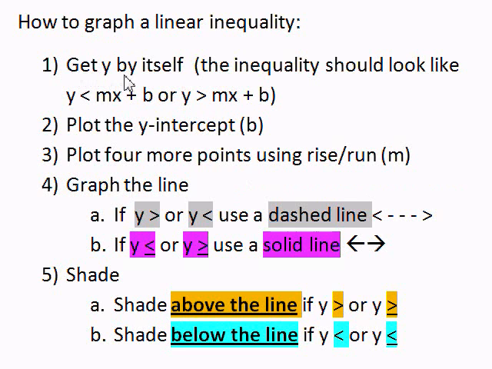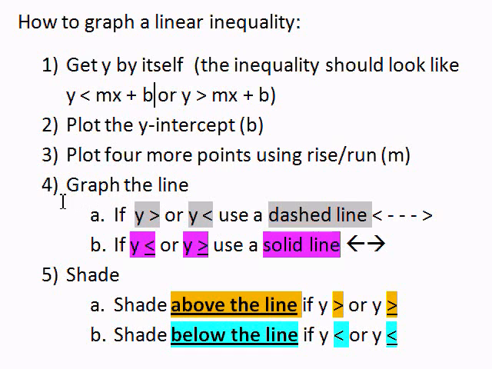The first thing we need to do is to get y by itself. The inequality will then look like y is less than or equal to mx plus b, or y is greater than or equal to mx plus b. In other words, we'll have y and then a symbol, and then our slope, which is m, times our variable x plus our y-intercept. Once we get the equation in slope-intercept form, we plot our y-intercept. Then we plot 4 more points, 2 before and after the y-intercept, using rise over run, or m. Then we graph the line.